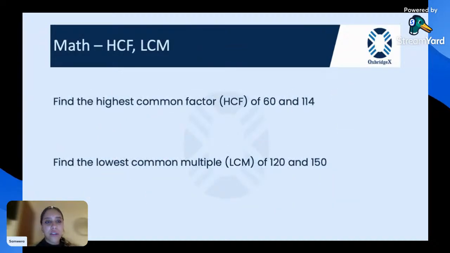So for the next one, I've got: find the highest common factor of 60 and 114, and find the lowest common multiple of 120 and 150. Can anyone in the comments type in for me what they think highest common factor means? I'm going to give you guys 10 seconds or so to see if anyone can tell me in the comments what they think highest common factor means.